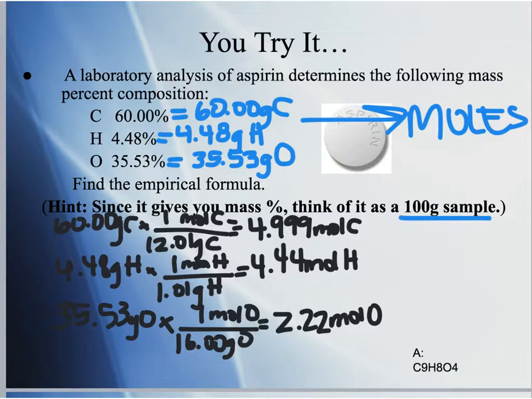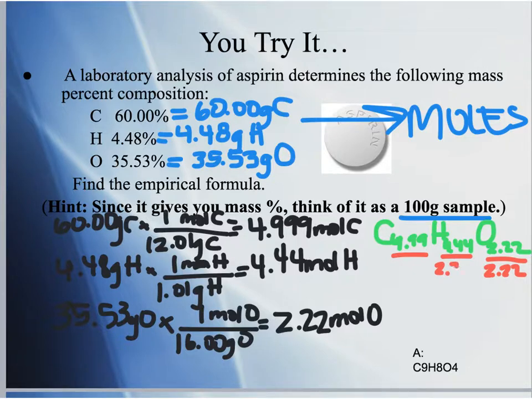Now the next step is to put together our initial chemical formula. So C 4.99, H 4.44, O 2.22. Okay, super ugly because it's not whole numbers. So that comes to our next step. Let's divide all of them by the lowest number, in this case 2.22. So we're going to divide all of them by 2.22.